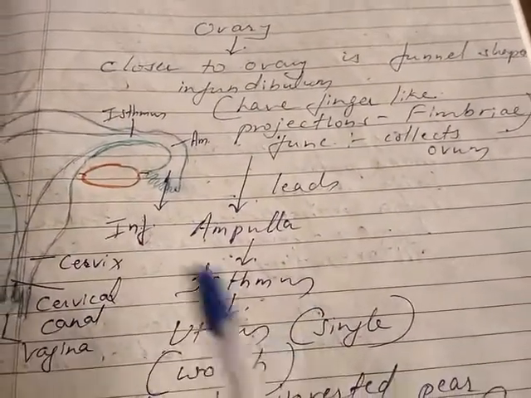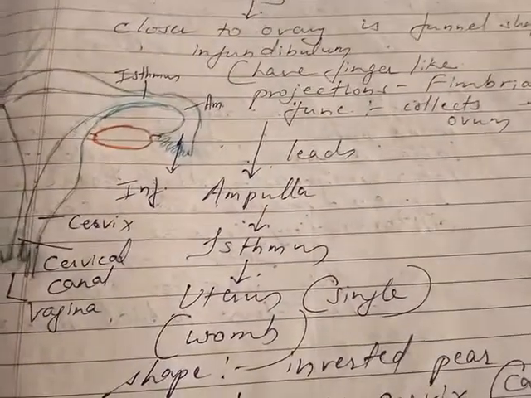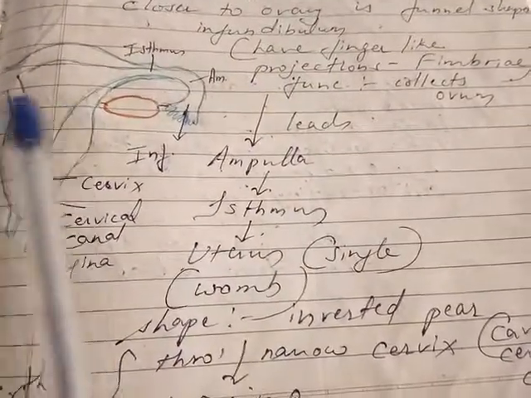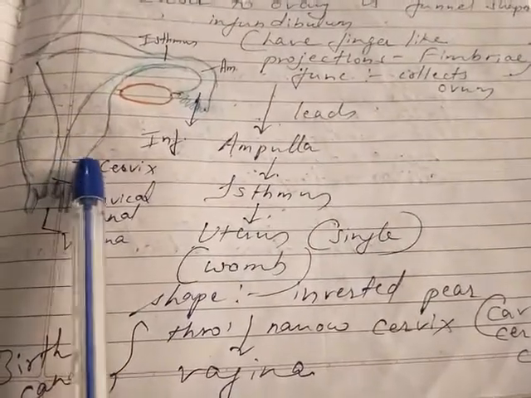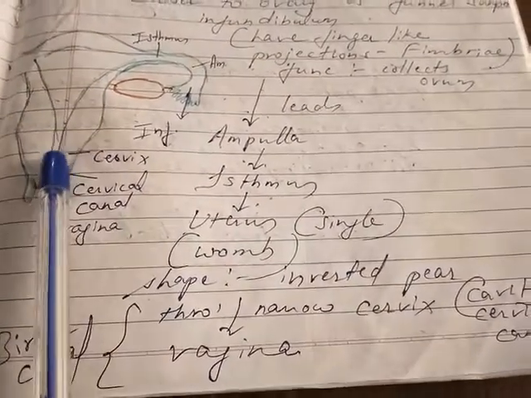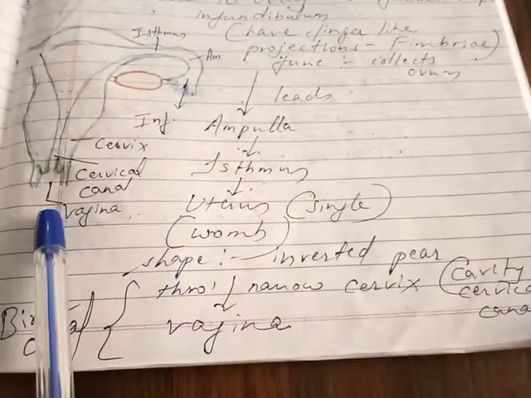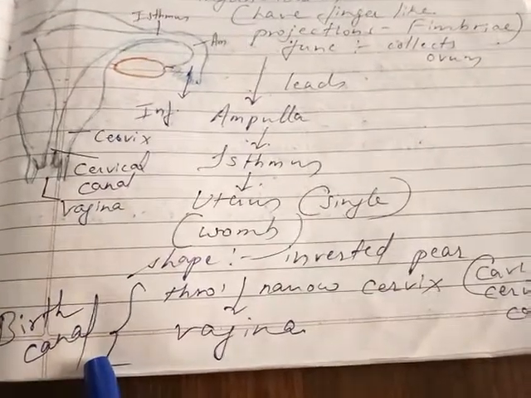Isthmus will open into the uterus, which is single, that is the womb, and its shape is inverted pear shape. It will open through the cervix, which is narrow, and the canal will be called cervical canal, and it opens outside through vagina, which is also called birth canal.